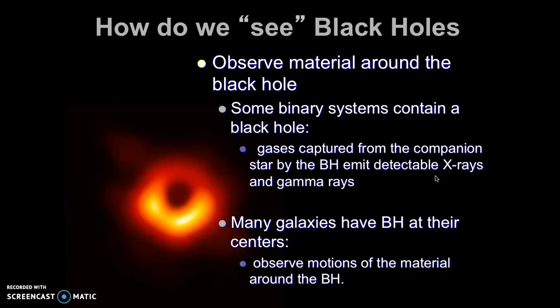So now I had to update this slide, right? Because typically we were only ever able to see black holes by looking at how interactions of materials around that death of a star take place.